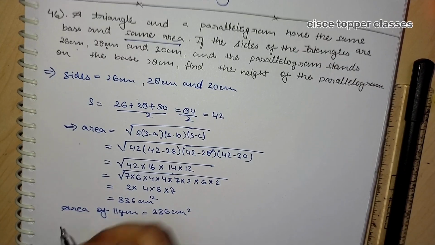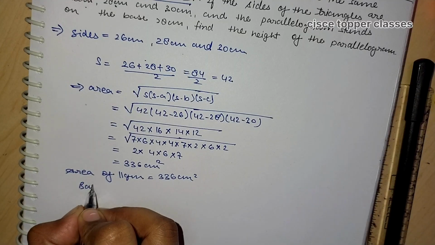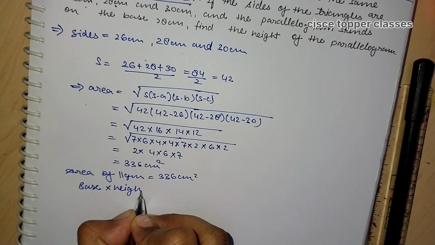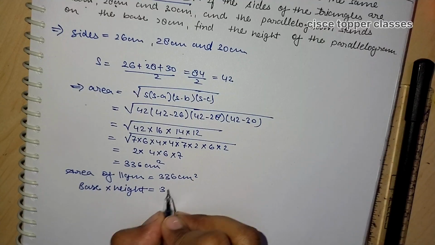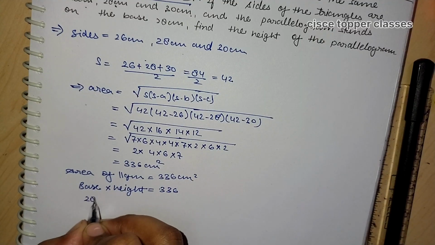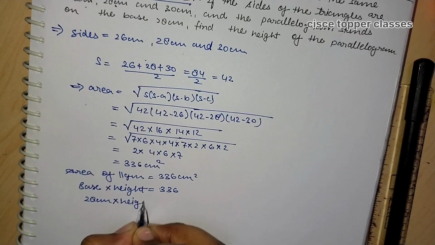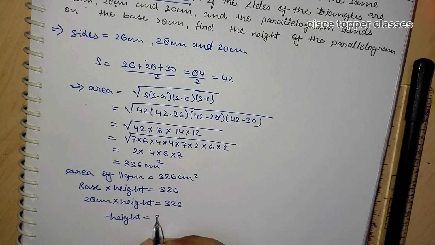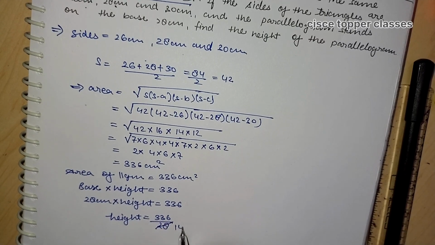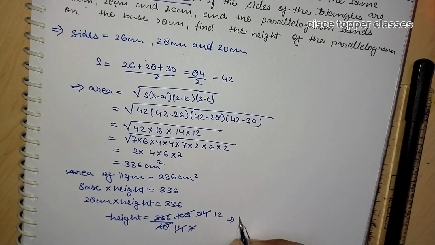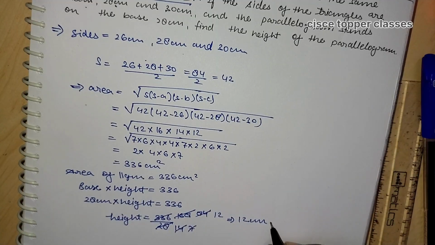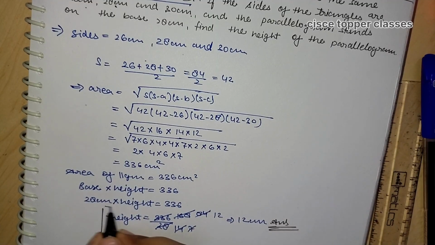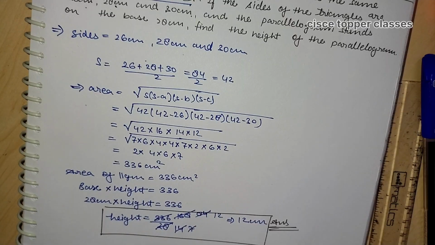It is given that the area of a parallelogram is base into height. Here the base is given to us, and we have to find the height of the parallelogram. So we'll put the value of base here, which is 28 centimeter into height equal to 336. So we can find the height as 336 divided by 28, which is 12 centimeter. So 12 centimeter is the final answer here, and this is the solution of the question.